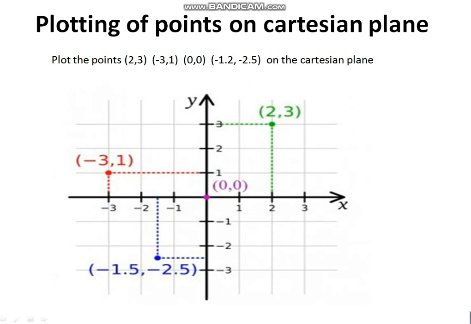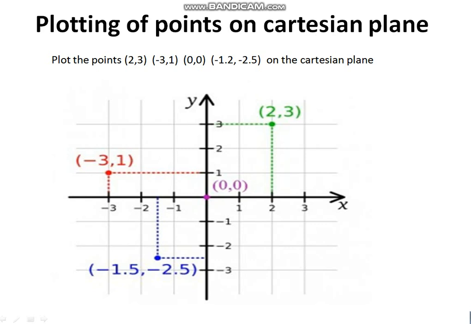Next is the plotting of points on the Cartesian plane. Here we consider an example. Plot the points 2, 3; minus 3, 1; 0, 0; minus 1.2; minus 2.5 on the Cartesian plane. We have to plot all these points on the Cartesian plane.